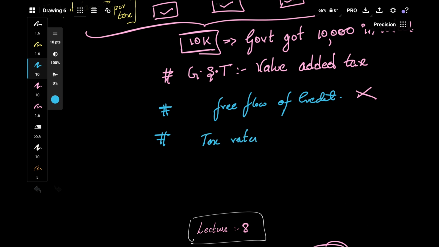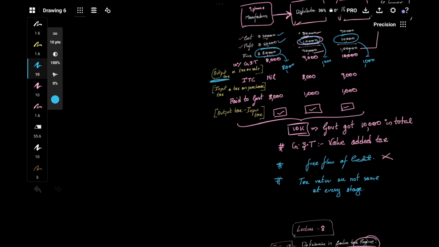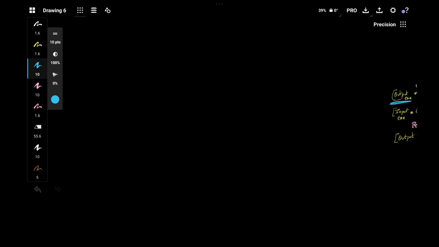Tax rates are not the same at every stage. Let me take an example. First, there is a cotton manufacturer, that is a cotton producer, agriculture.